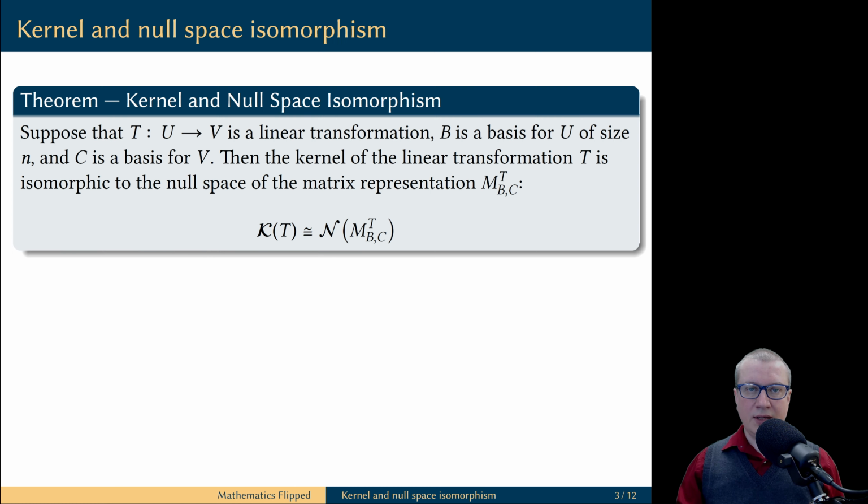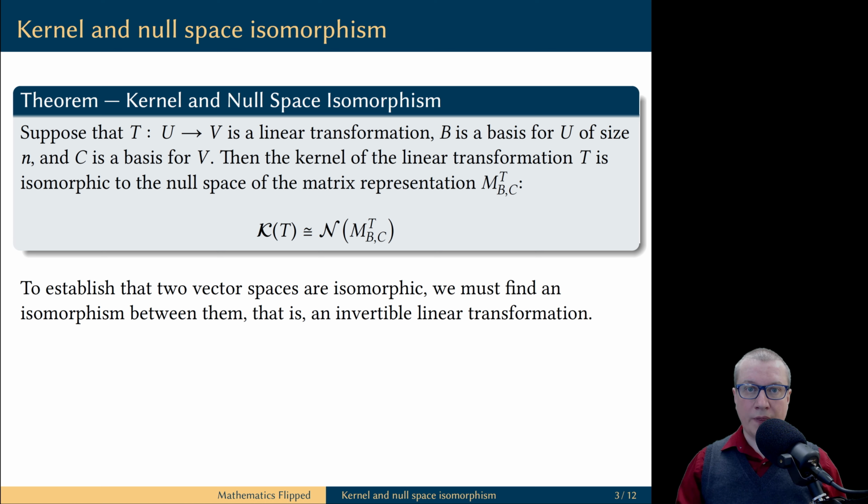Let's get started. Suppose we have a linear transformation T that goes from a vector space U to a vector space V. We choose any basis B for the vector space U and any basis C for the vector space V. This allows us to construct the matrix representation of the linear transformation T relative to these two bases. And I claim that the kernel of the linear transformation as a vector space is isomorphic to the null space of the matrix representation. Vector spaces are isomorphic when there is an invertible linear transformation between them.